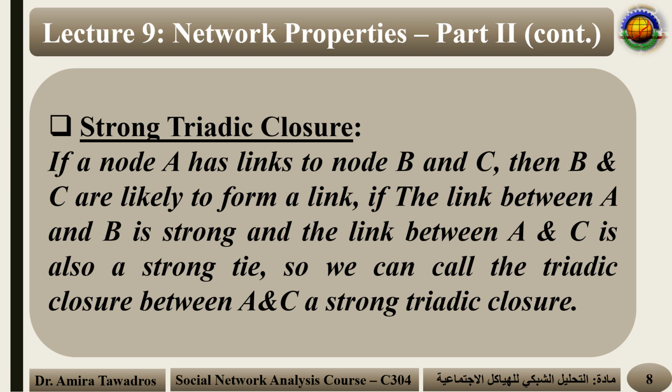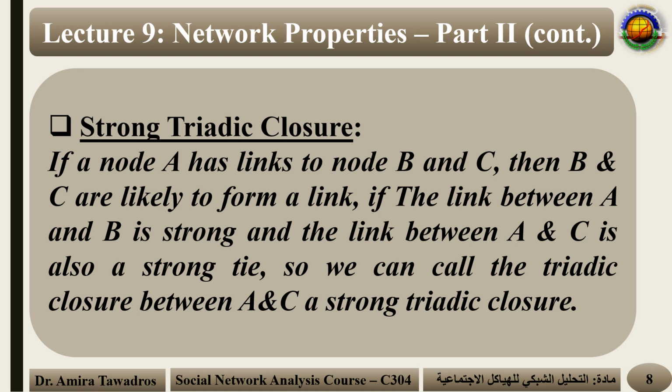If a node A has links to node B and C, then B and C are likely to form a link, as you studied before. But if the link between A and B is strong, and the link between A and C is also a strong tie, then we can call the triadic closure between A and C a strong triadic closure. So this is the same concept of triadic closure that we have studied before, but now we can differentiate between strong triadic closure or regular triadic closure.